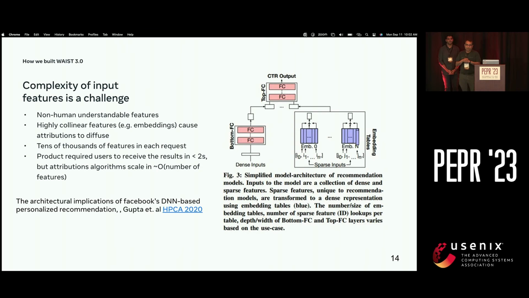A lot of these features are not human understandable, and some of these features are collinear, because some of these features get diffused across multiple inputs to the model. And there are tens of thousands of features per request. We also required this product to show the explanation within 2 seconds when the user is actually browsing the ad. And if you look at a lot of the industry academic papers which talk about attribution algorithms, they scale in the order of thousands of input features. So how do you solve this problem?